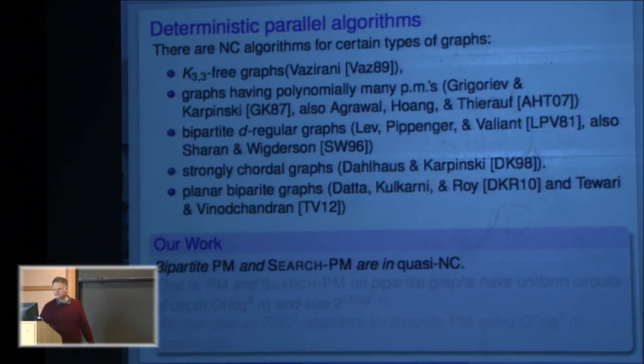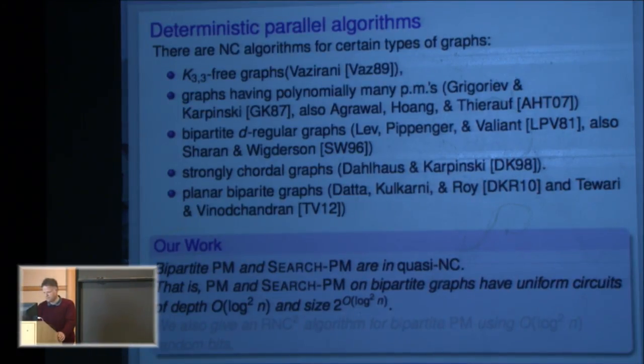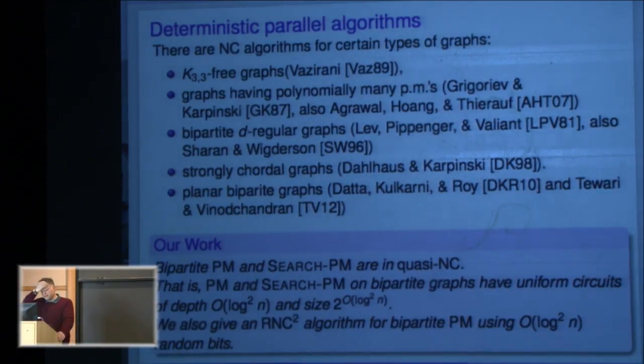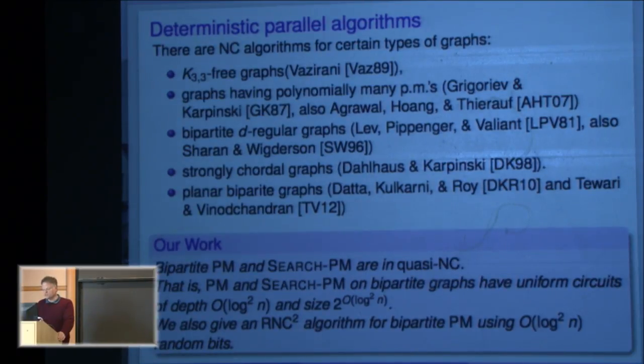Our work shows that bipartite perfect matching and the search problem for bipartite graphs are in quasi-NC. In fact, they have uniform circuits of depth log squared n and size 2 to the log squared n. We also have an RNC2 algorithm, which gets depth big O of log squared n using only log squared n many random bits. In fact, you could take the latter algorithm and try all possibilities and you get the former, but this one came later.